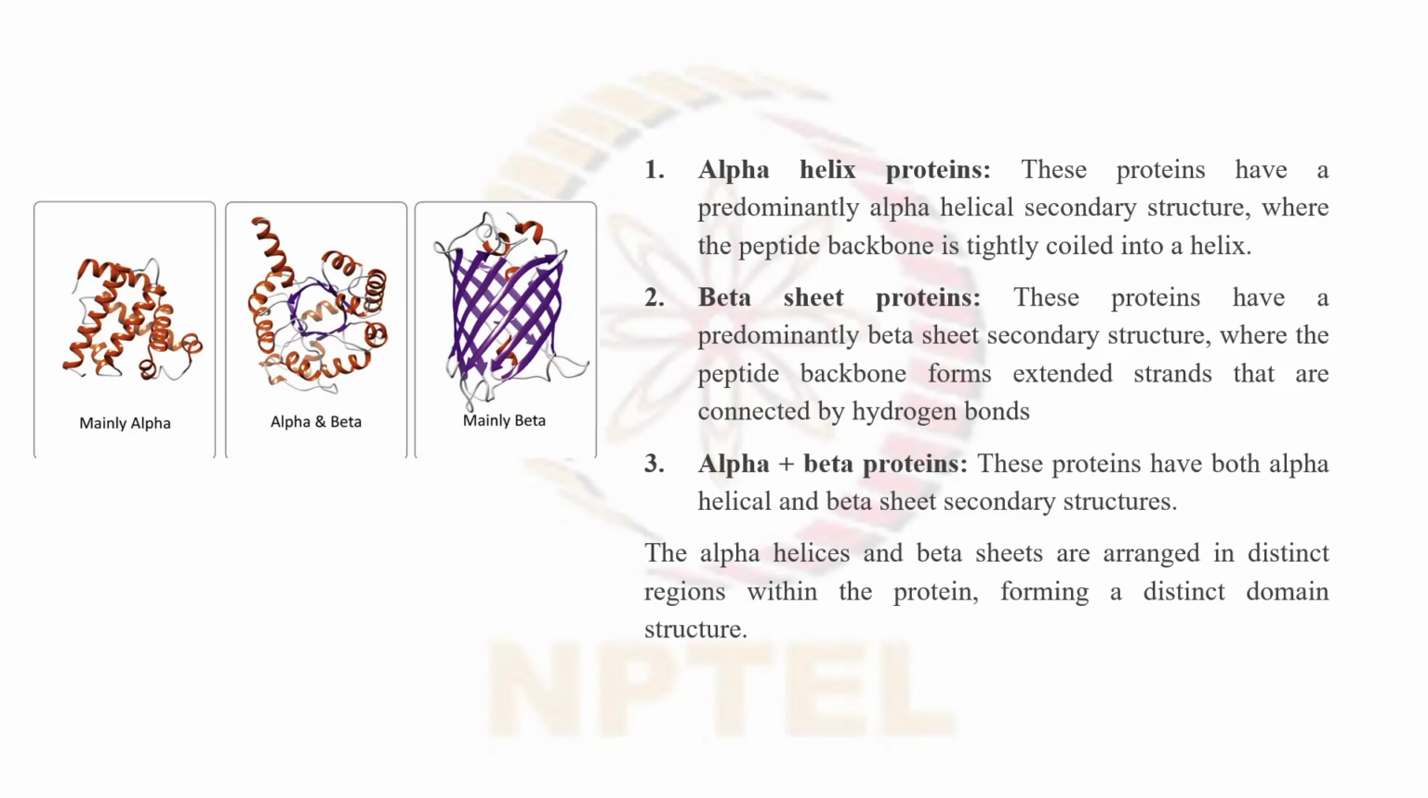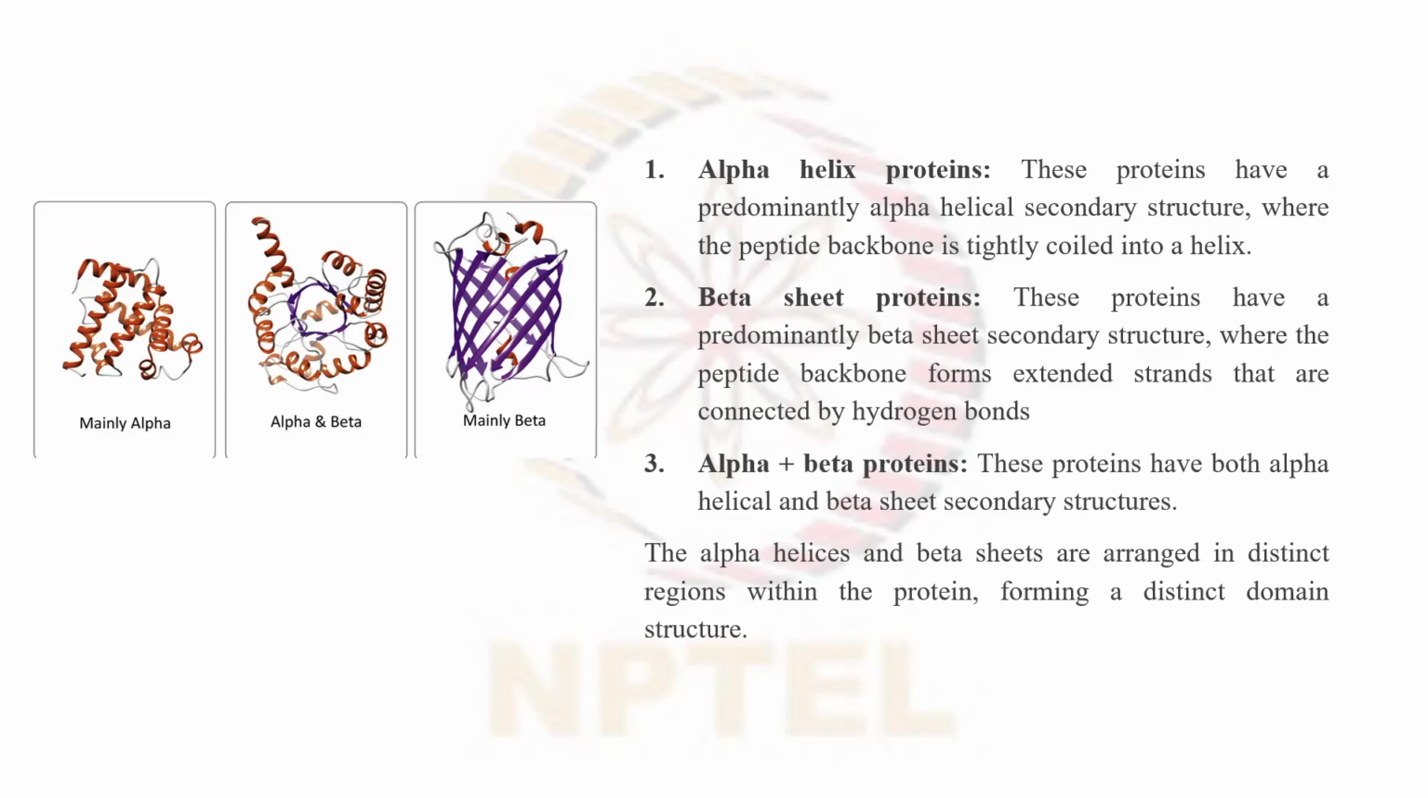The next is beta type proteins, which tend to have predominantly beta sheet secondary structure where the peptide backbone forms extended strands that are connected by hydrogen bonds. Examples of beta sheet proteins include immunoglobulins and beta lactamase.